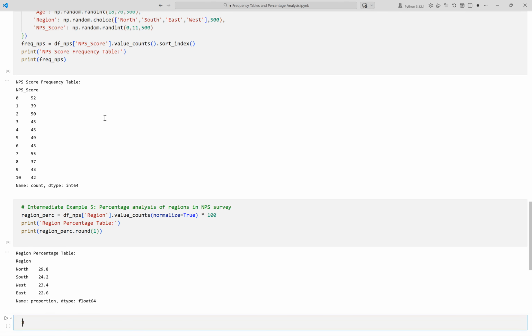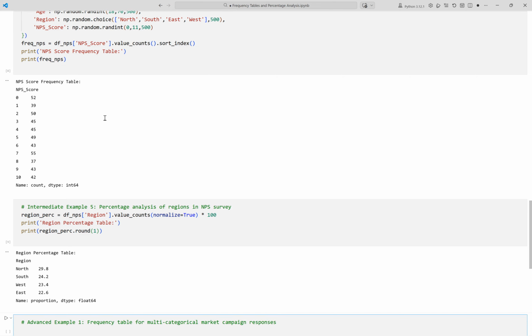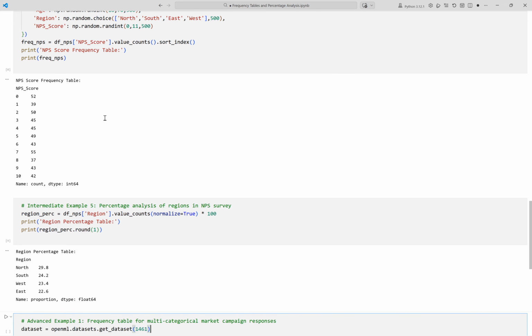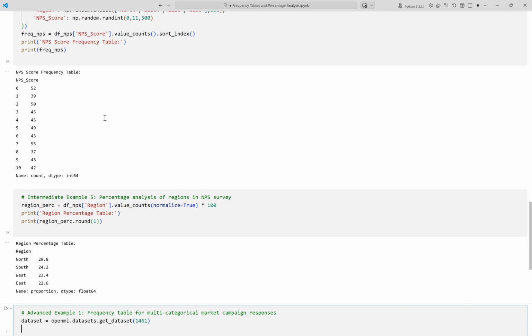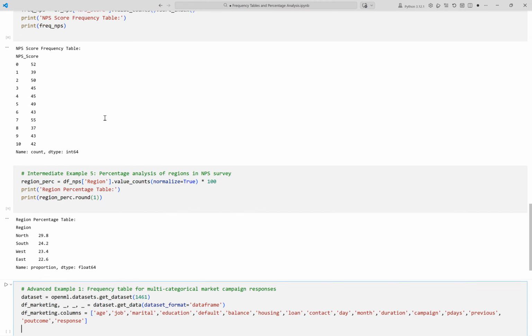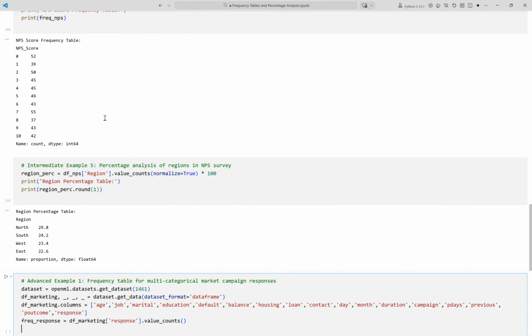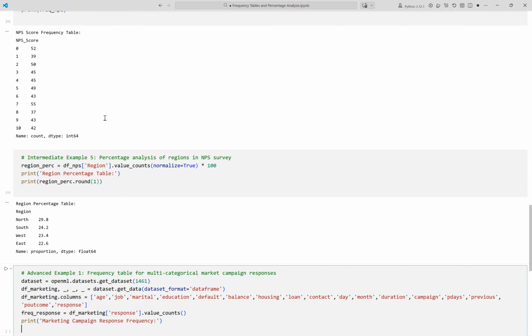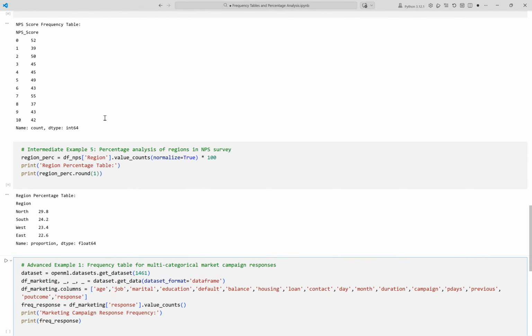Campaign success is measured by response rates. Frequency shows if offers are compelling. We load a real marketing campaign dataset from OpenML. We extract the data frame. We apply business-relevant column names. We count how many customers said yes or no to the campaign. We print the raw campaign response numbers. We display the count per response category.